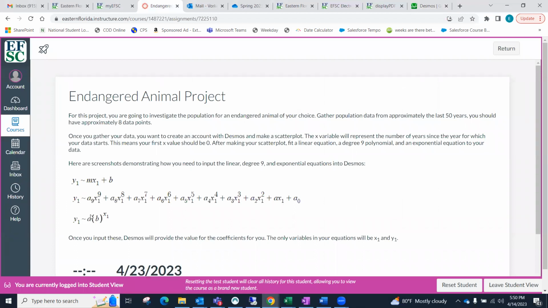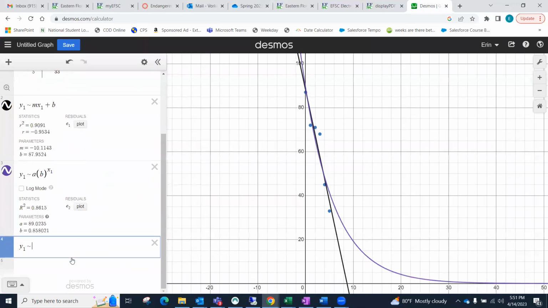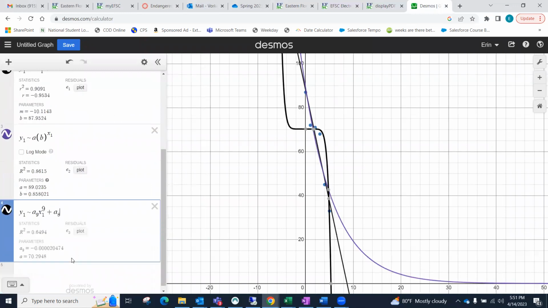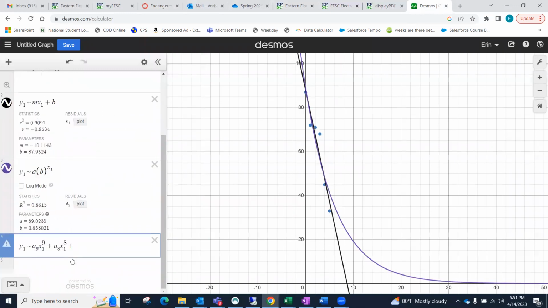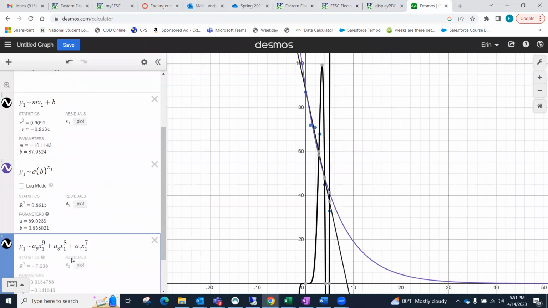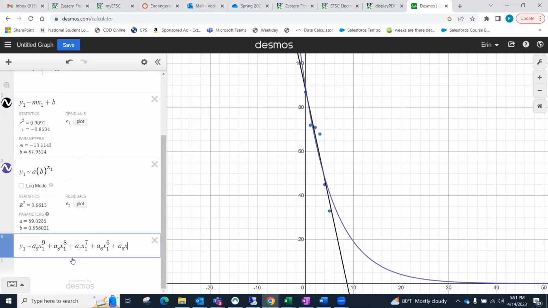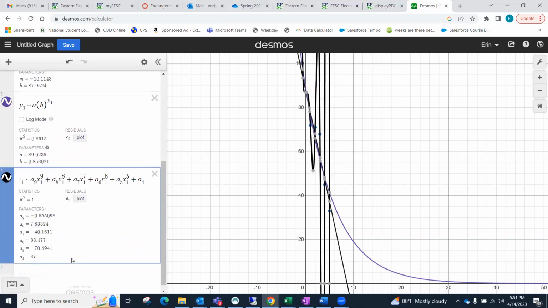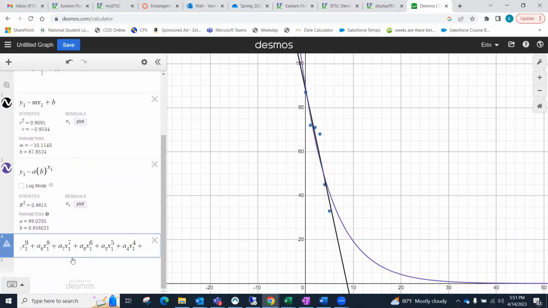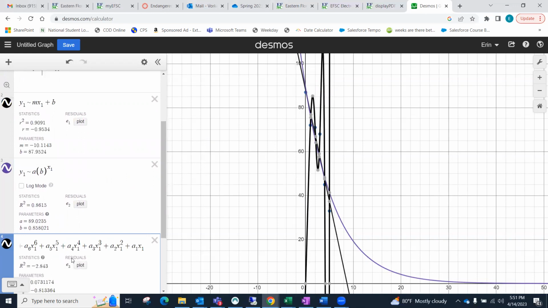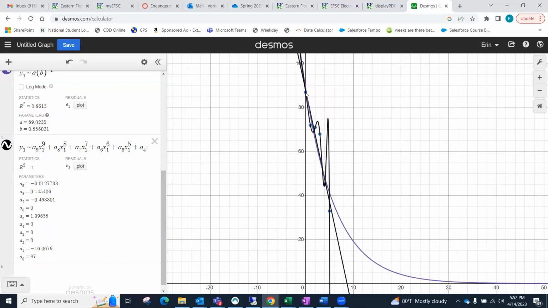The third equation is the degree 9. So y1 tilde a9 x1 to the 9th plus a8 x1 to the 8th plus a7 x1 to the 7th plus a6 x1 to the 6th, a5 x1 to the 5th, a4 x1 to the 4th, a3 x1 to the 3rd, a2 x1 squared, a1 x1, a0. And then it gives you your degree 9 equation.